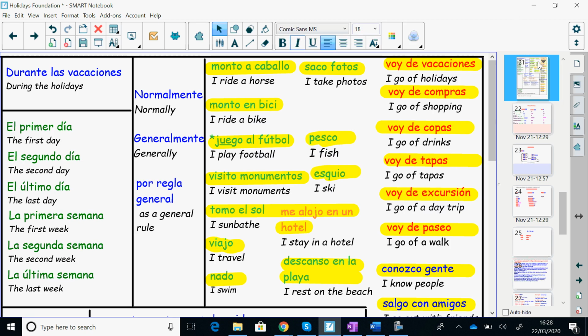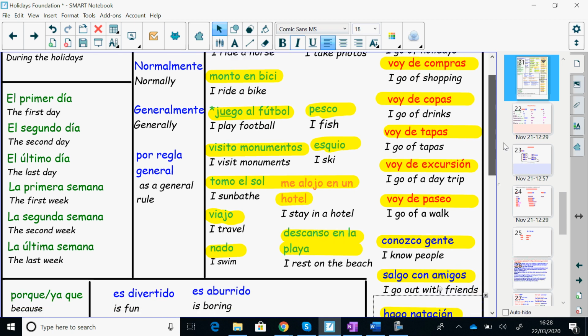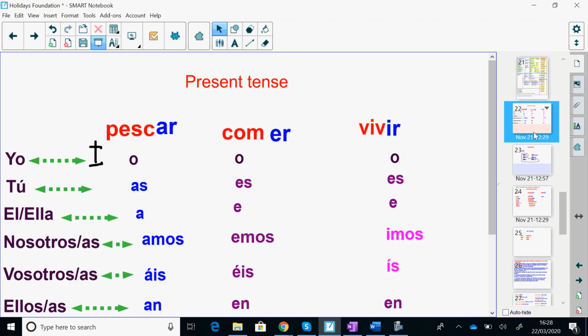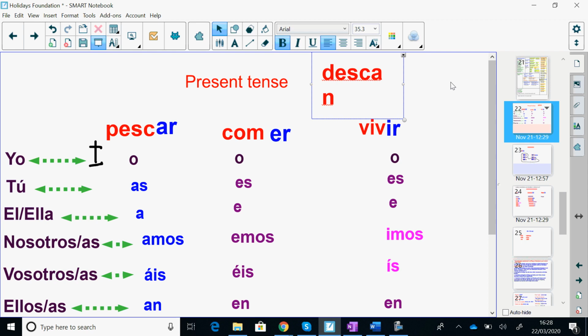So let's think of a verb. We come here, we've got different verbs. Okay, let's look. Descanso, que descanso en la playa. Descansar. So I'm going to clone this. We're going to use this verb. Sorry, I'll make this nice and big. Descansar. First thing we do, as we know, we take off the -ar. We know it's an -ar verb, so we're going to be on this column in here. So how would it be? I rest. Sí, descanso. Well done.